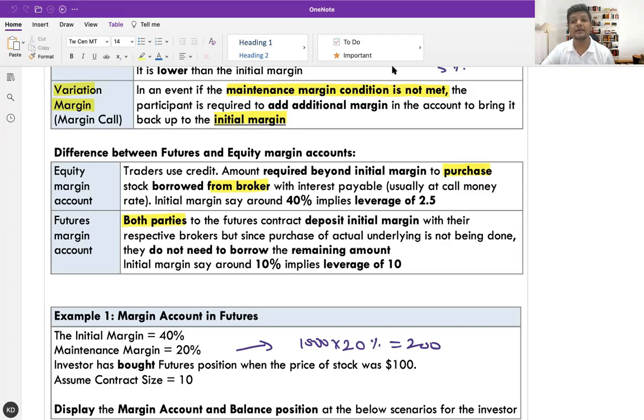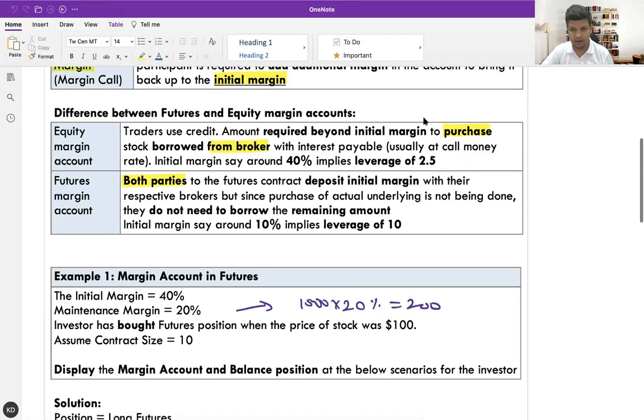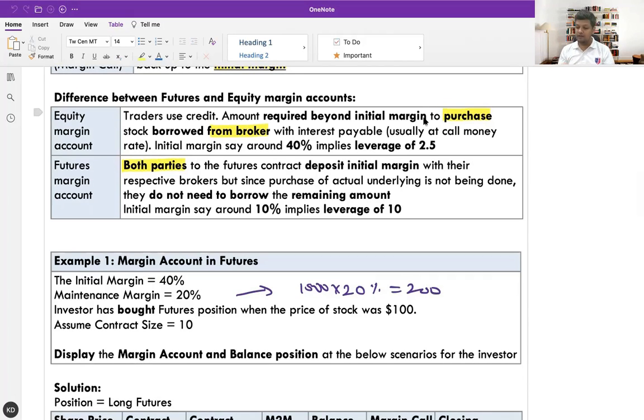I'll repeat, in equities, only the buyer pays the margin. But in futures, the long and the short both pay margin. Is that clear? Yes. Right? So they both have to deposit some initial margin with their respective brokers.